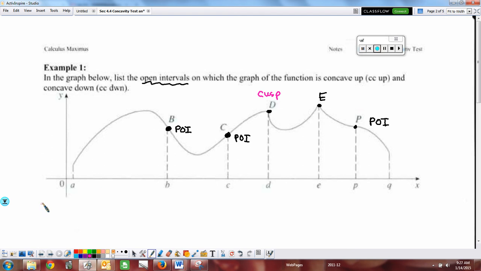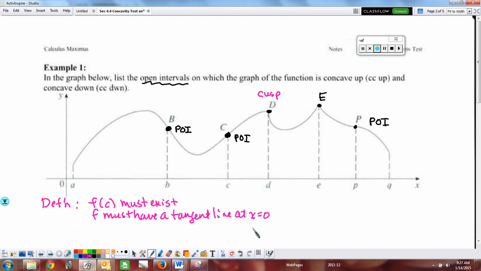From your textbook, the definition for a point of inflection is that first you have to have a function that is continuous on the open interval, and C has to be a point in the interval, so we definitely know f of C must exist. Obviously you have to be a point to be a point of inflection. But it also has a requirement that the graph of f must have a tangent line at x equal to c.